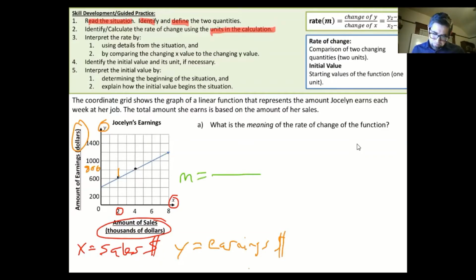Okay, so now that I know that that's 800, how much did I just increase my y value there? Well, if I started at 600 and I go up to 800, that's an increase of $200. So my y value increase was $200, but let's be specific. $200 of her y value is earnings. So I'm going to put $200 of her earnings.